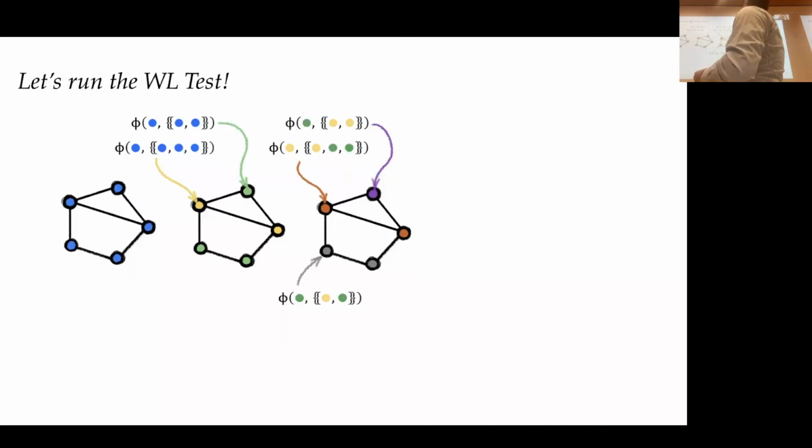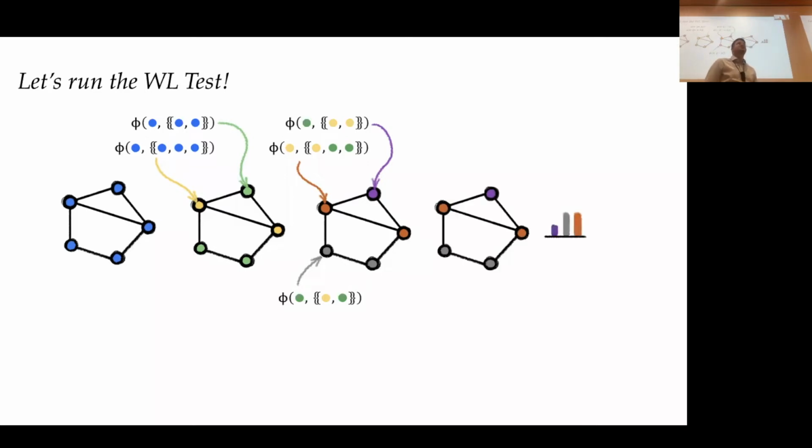A green node with a yellow and a green neighbor gets one color, like gray. A yellow node with one yellow and two green neighbors gets one color, red. And this top node is a new situation, a green node with two yellow neighbors, that gets a new color, purple. And I hope you can convince yourselves that if you do this one more time, nothing changes. So you stop and you output a histogram.